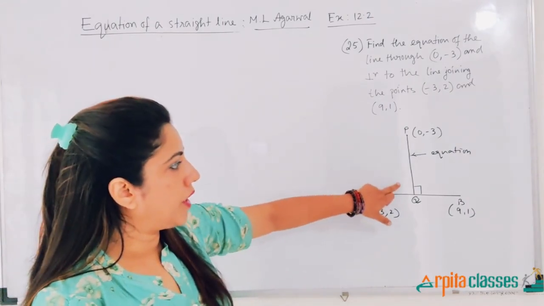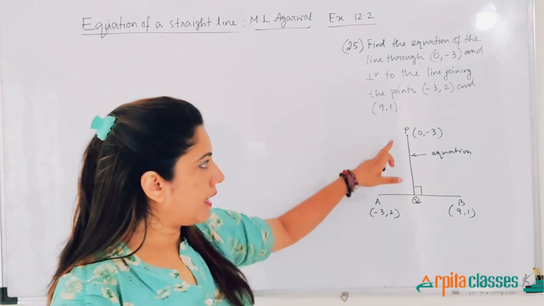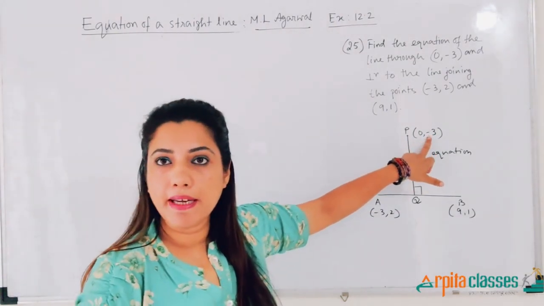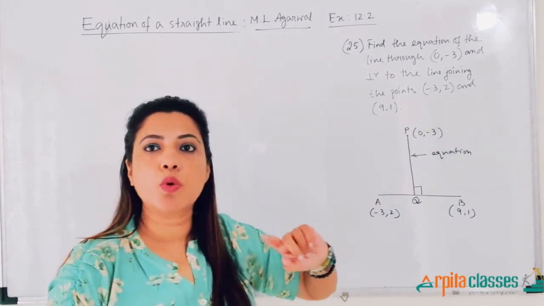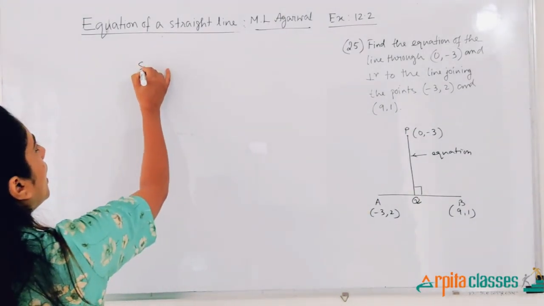That means the slope of PQ into the slope of AB should be equal to minus 1. So from there we can get the slope of PQ, and the PQ line passes through (0, minus 3). So we can get the equation by the slope point form. Okay, so let us find out the slope of AB first.